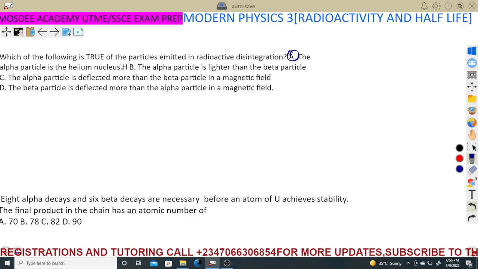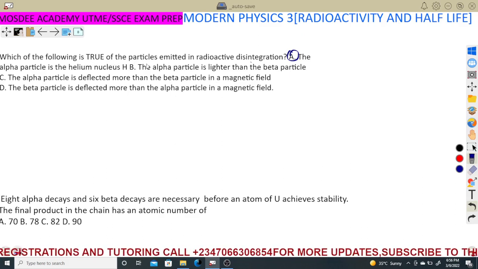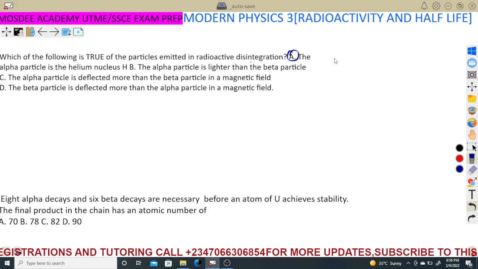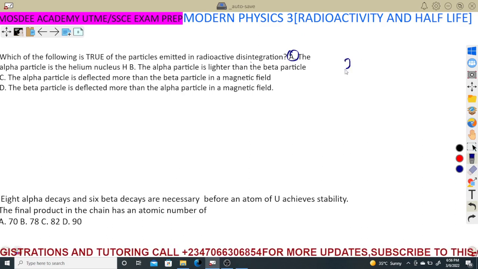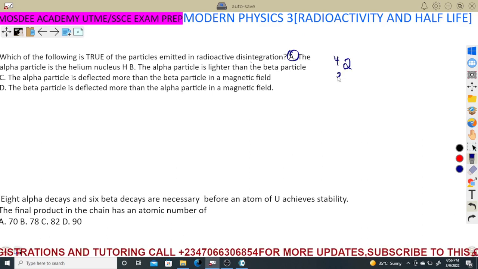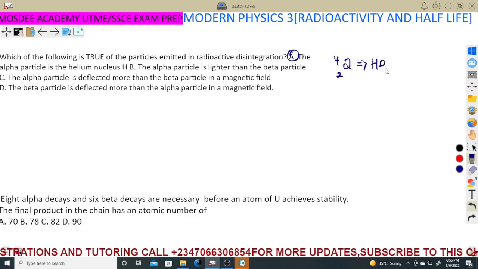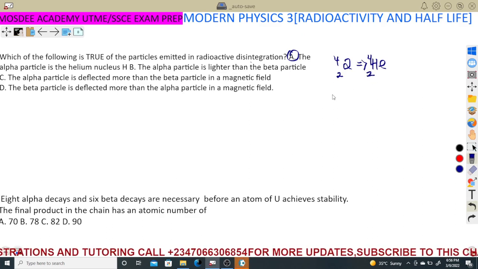Now, which of the following is true of particle emitted in radioactive disintegration? The alpha particle is the helium nucleus. Now, alpha particle is the same thing as helium. I think I talked about that. Remember that? Yes. Because helium is also written as 4, 2. Please keep that in mind.